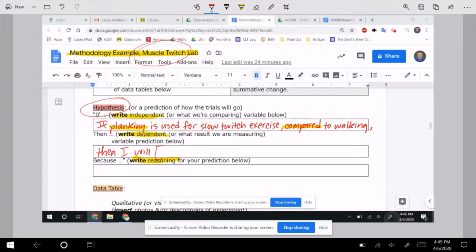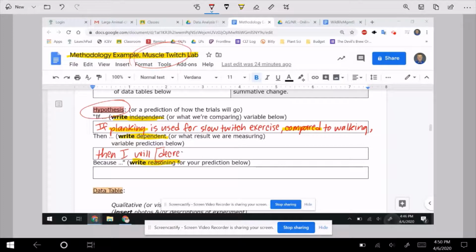So if I was a student making this hypothesis and figuring out planking compared to walking, I'm going to say I'm going to decrease the fatigue. Again, my dependent variable, I've got my time mentioned, and I've got some sort of decrease, increase, or stay the same. My reasoning then, all the way at the bottom, because I'd like to hear your thoughts.